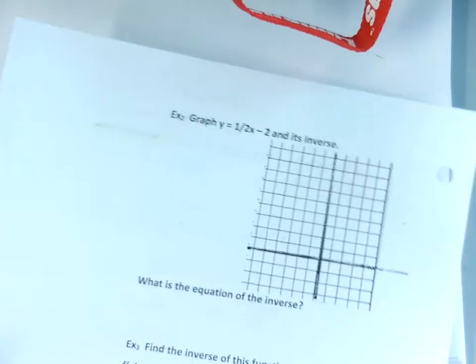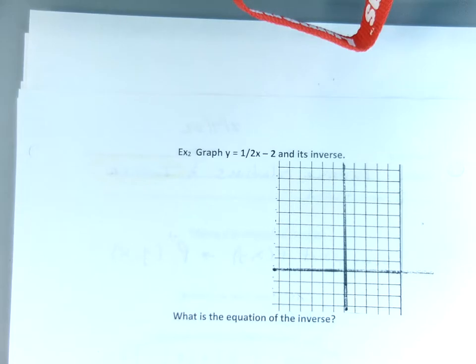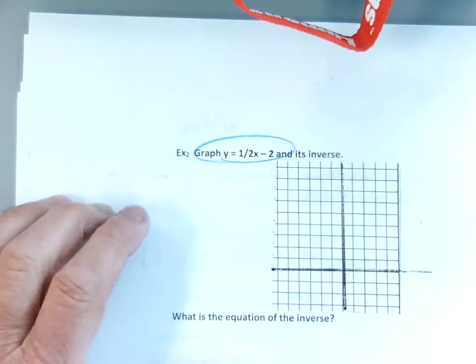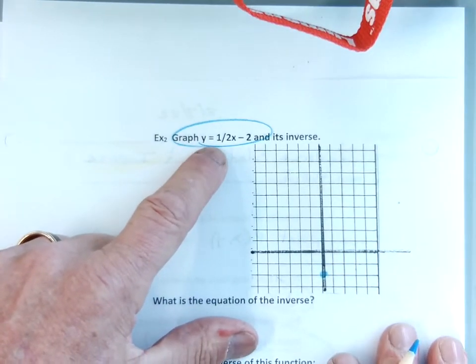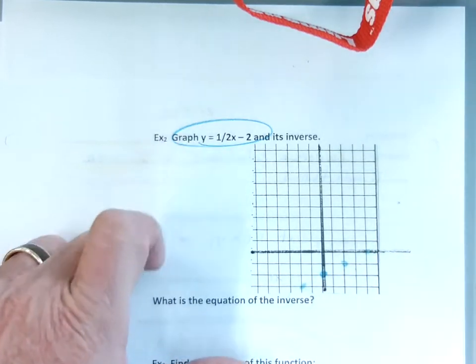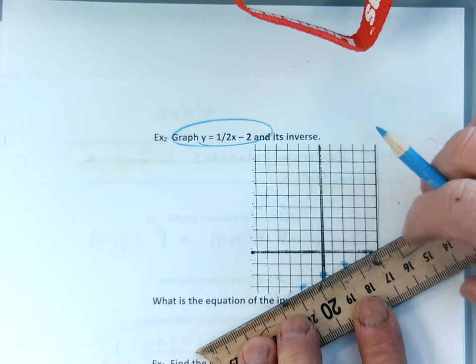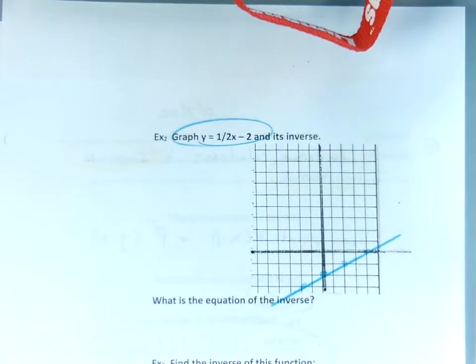Turn the page. Okay, example 2. Graph y equals 1/2 x minus 2 and its inverse. Okay, so I can do that. Do it in blue. Let's start at -2, right? Slope of up 1 over 2, up 1 over 2, right? It's my original. Now its inverse.